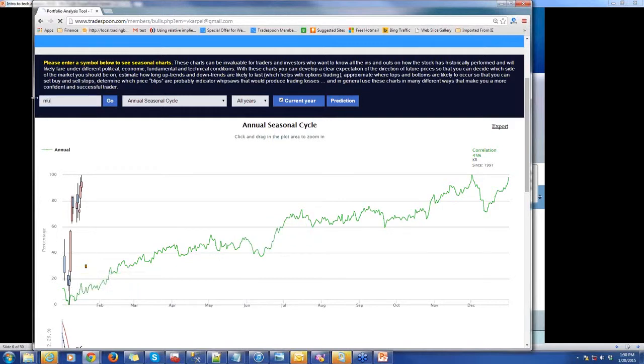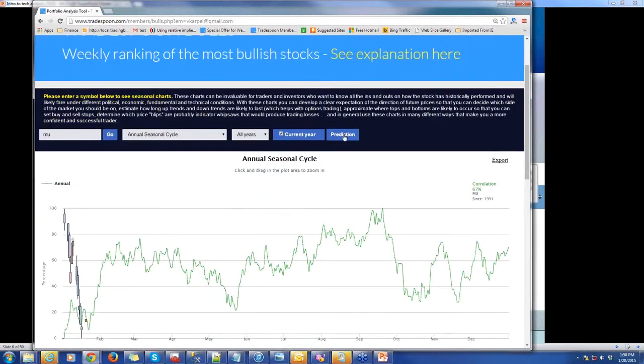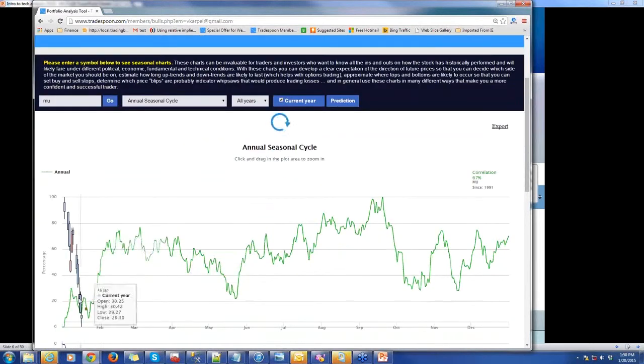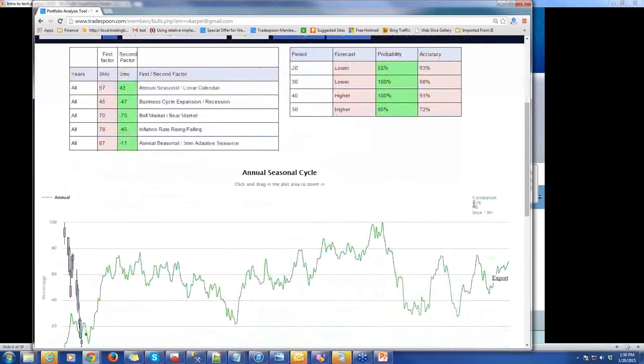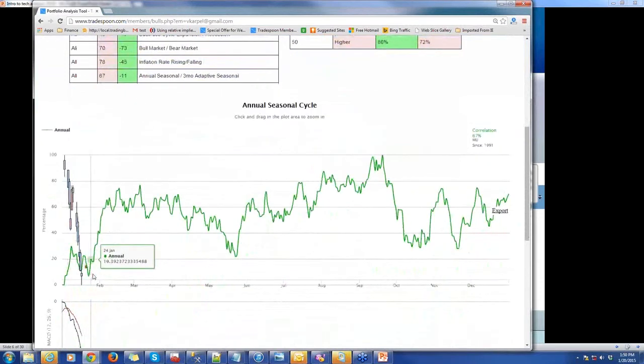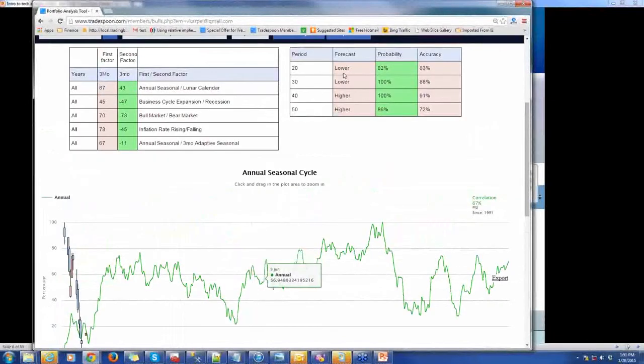We actually did this for Micron, the other stock, and you can see that Micron has a 70% correlation since 1991. Traditionally, going into February, Micron sells off, but then going into March and April it rallies, and then going into May. So knowing this information and looking at the prediction, we know that our 20-day forecast shows a high chance that Micron is going to go lower, and that's where we see Micron has been selling off this year. You can see it on the candlestick chart, but going into March and April, there is a high likelihood that Micron is going to be higher than it is now.